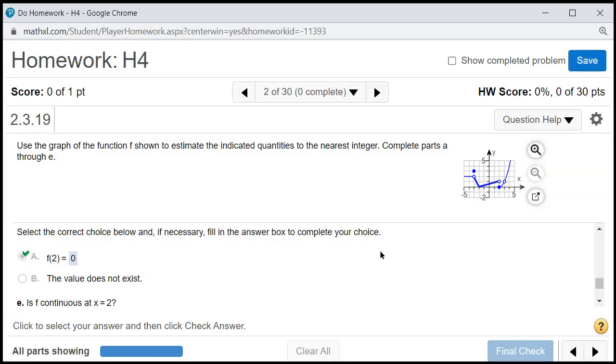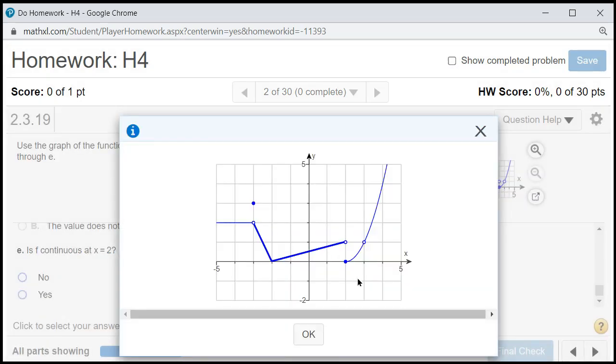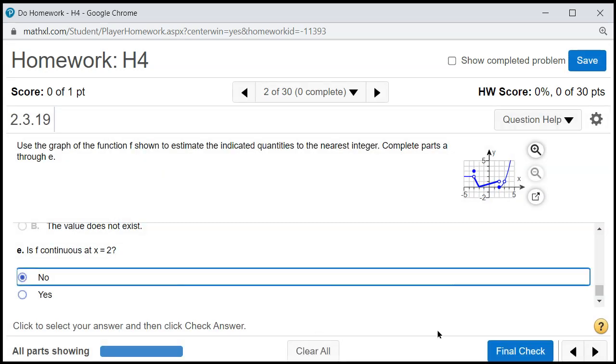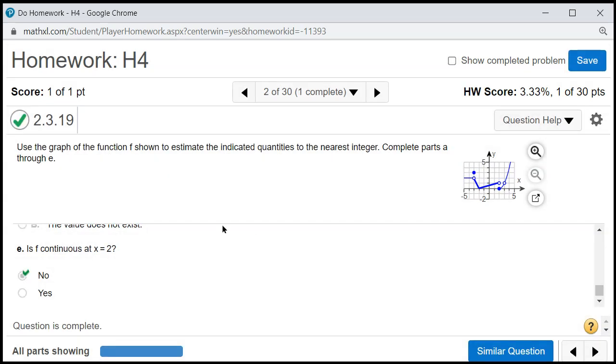We got that. Next one, is f continuous at 2? If you look at the picture, there's a gap at 2, so it's not continuous. Answer is no. Let's check the answer. We got that.